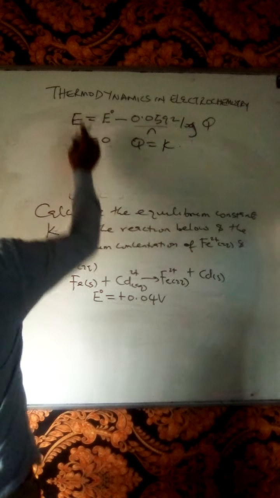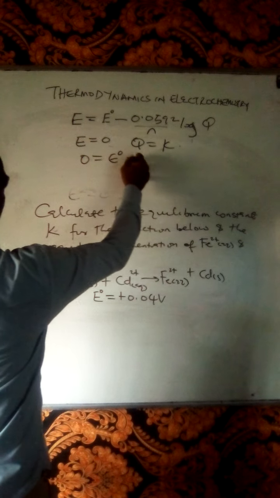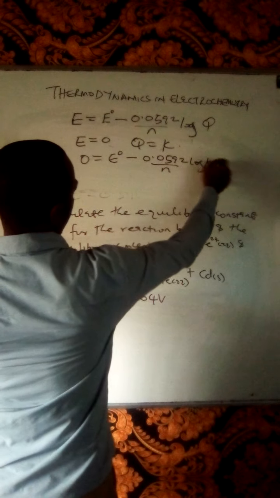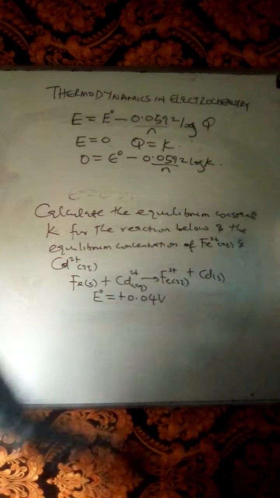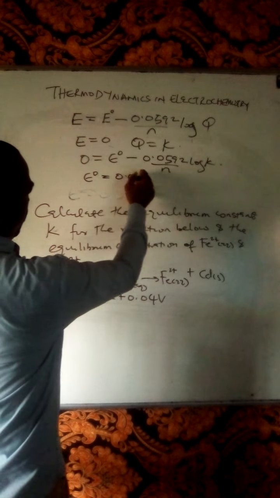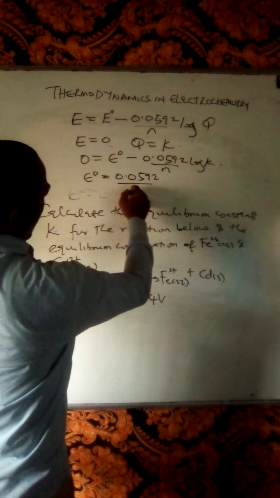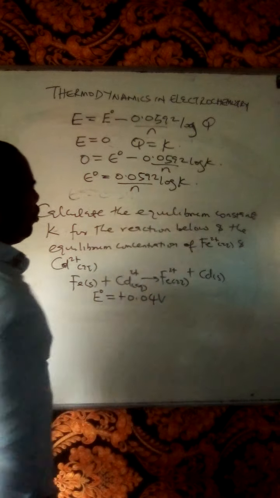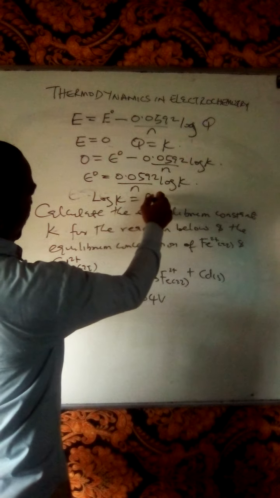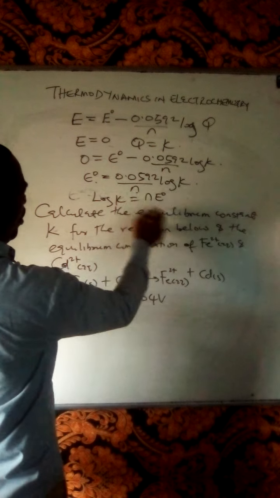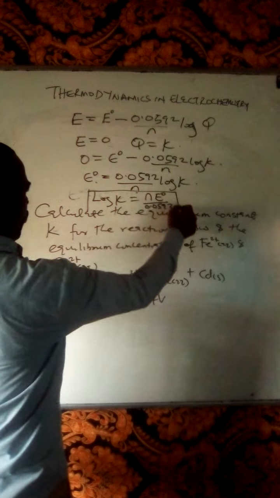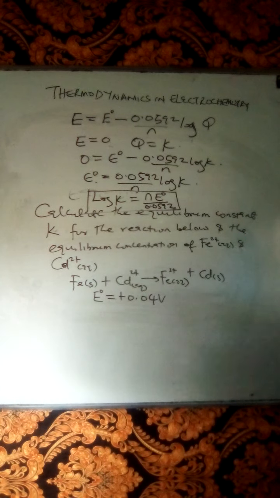Replacing these values here, I have 0 equal to E0 minus 0.0592 over N log K. So we try to swap. We now have E0 equal to 0.0592 over N log K. So making log K the subject, log K becomes equal to N times standard electric potential all over 0.0592. So this is the equation we need to find our equilibrium constant.